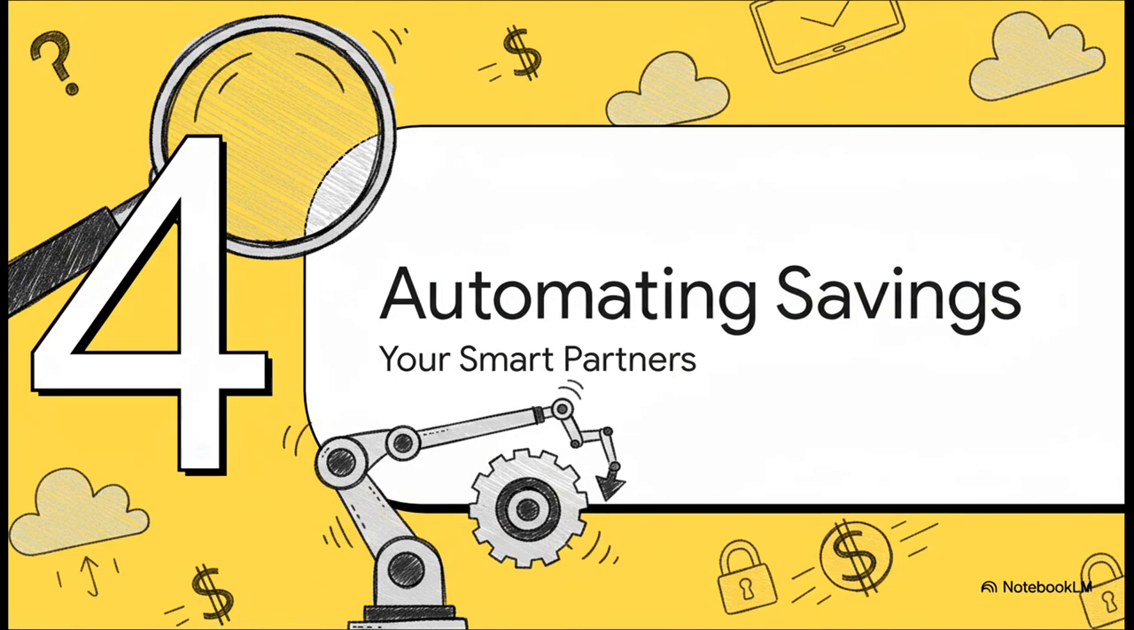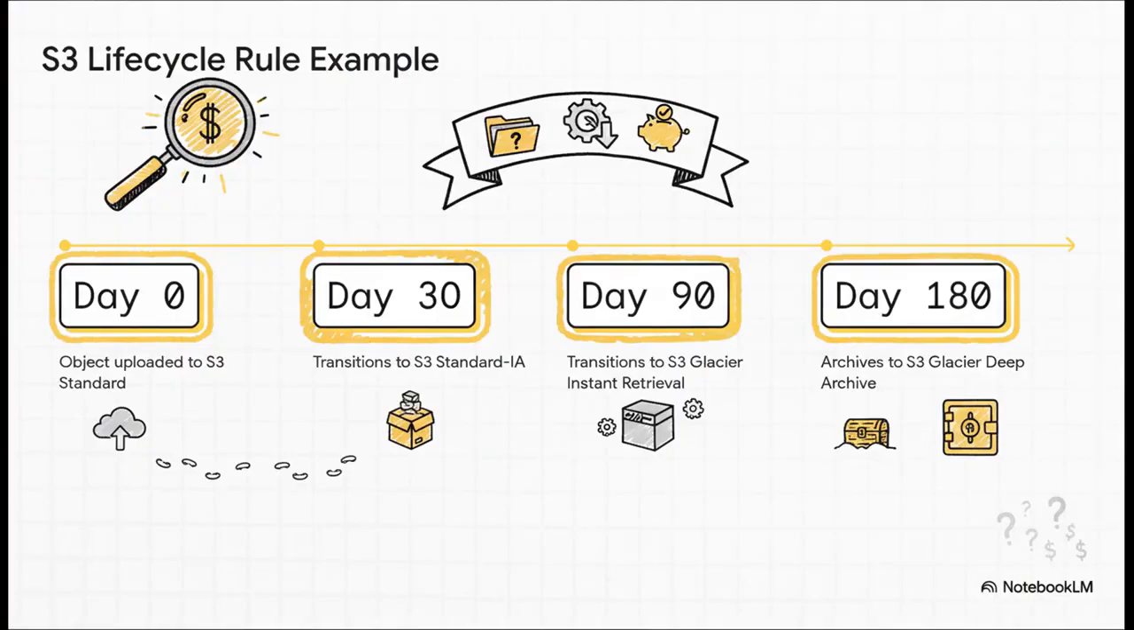Look, manually managing all these costs is tough. And honestly, it's kind of a waste of your time. That's why we're bringing in some smart partners, automation tools, to handle the savings for you, so you can focus on the bigger picture. S3 lifecycle rules are like setting up standing orders for your data.